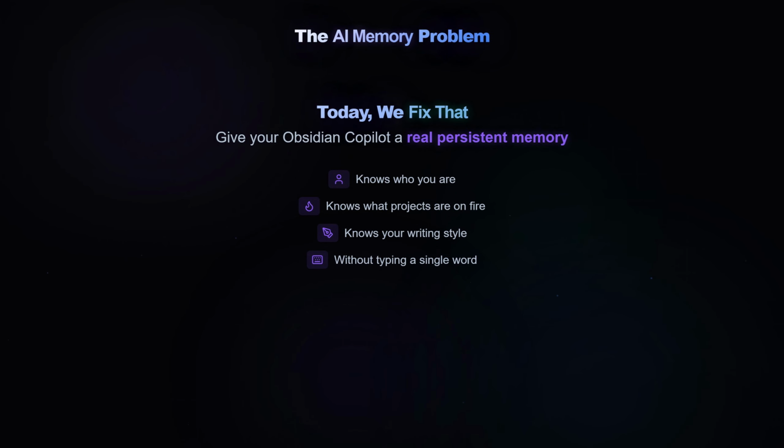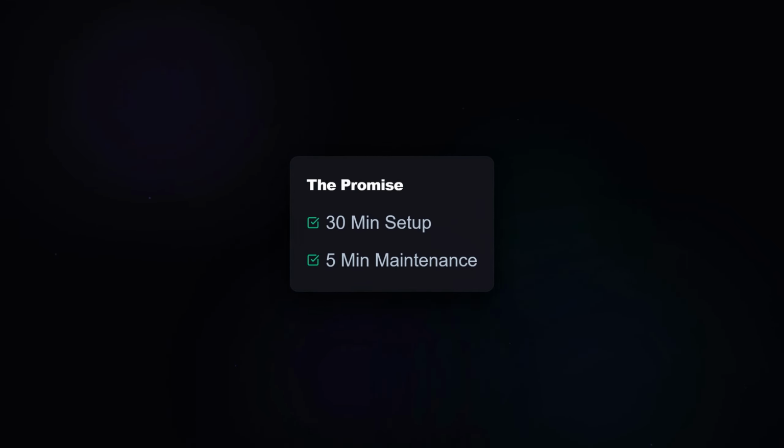And the promise here isn't some far-off, wait-for-AGI concept. Yeah. This is a setup you can build in 30 minutes. 30 minutes of setup. And maybe 5 minutes of maintenance a month, tops. Okay, I am completely sold on the premise. But before we get into the command line stuff, help me understand the high-level picture here. Why hasn't this just been solved already? Why can't I just tell the AI, hey, read my whole vault and remember it?